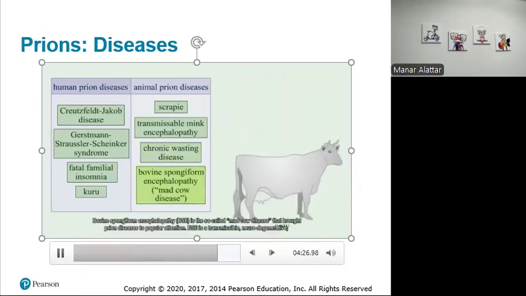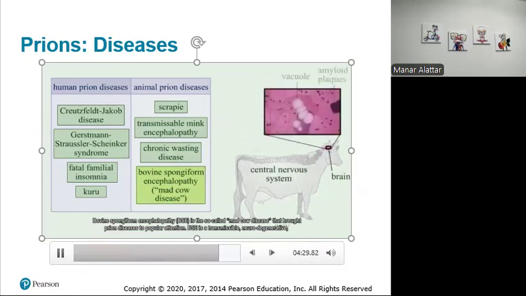Bovine spongiform encephalopathy, BSE, is the so-called mad cow disease that brought prion diseases to popular attention. BSE is a transmissible neurodegenerative fatal brain disease of cattle. The disease has a long incubation period of 4 to 5 years. BSE is transmitted through the consumption of BSE-contaminated meat and bone meal supplements in cattle feed. Affected cattle behave erratically and begin to lose motor control and eventually become unable to stand up. Infected cattle are sometimes referred to as downer cattle. It's believed that some humans acquire the variant Creutzfeldt-Jakob disease from eating contaminated meat from downer cattle.